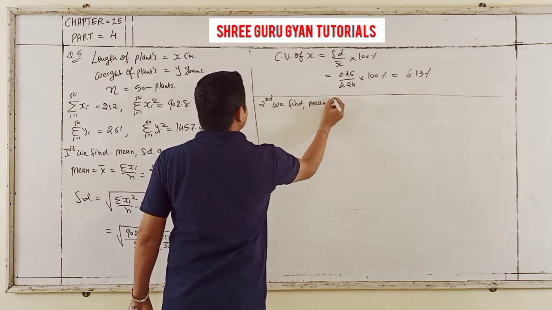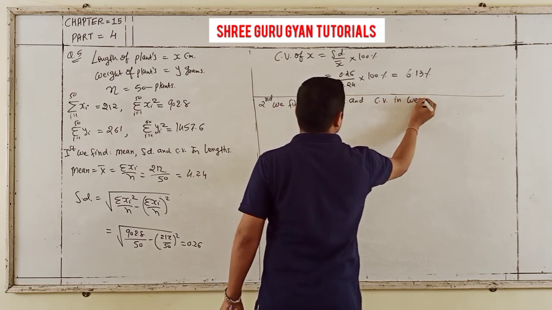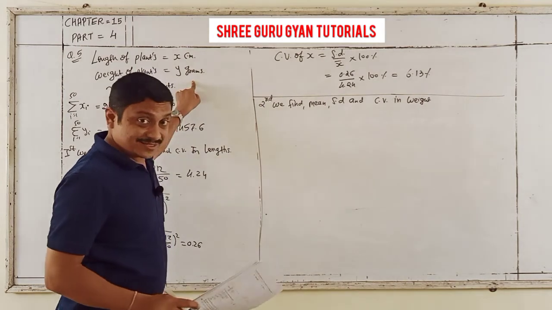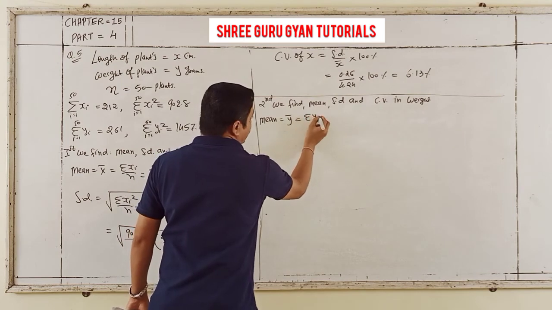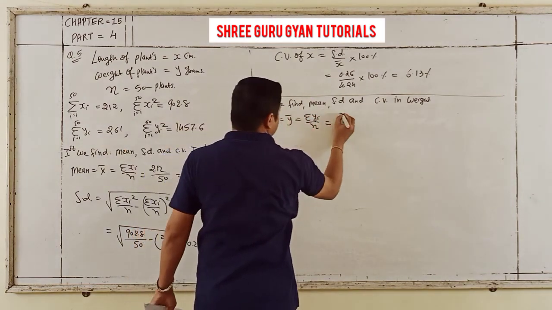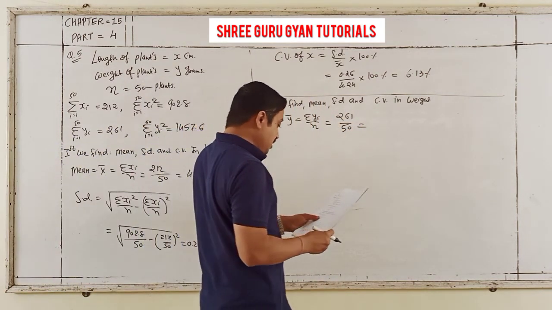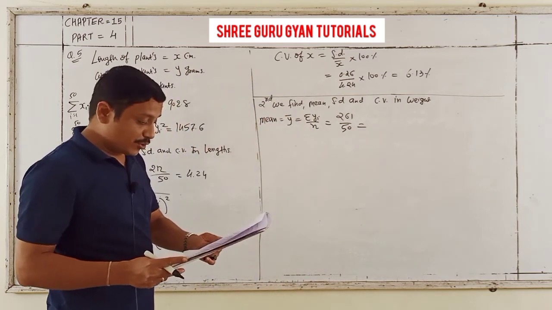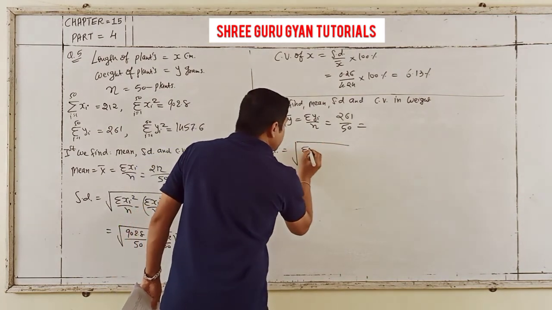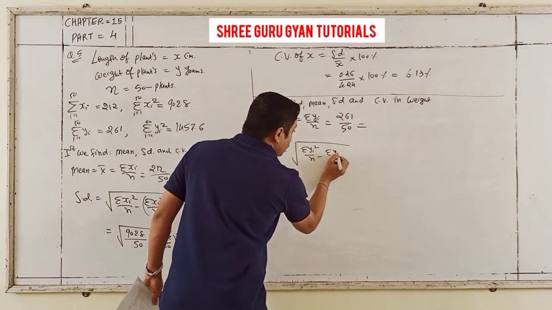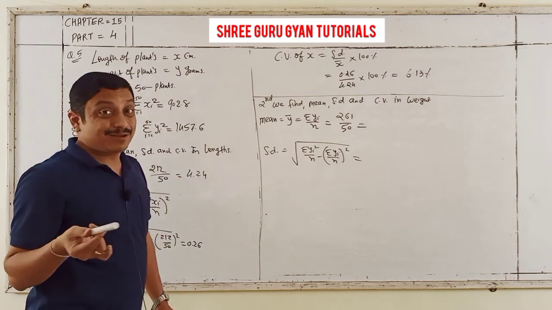the mean, SD and CV for weight, in grams. Very easy. Here the mean y bar is summation of yi by n; my summation of yi is 261 and n is 50, and you get the answer easily. Your mean is sigma yi upon n. And the same for SD: under root of sigma yi square by n minus sigma yi by n whole square. Putting in your values, you get the SD and mean, and then after that the CV.